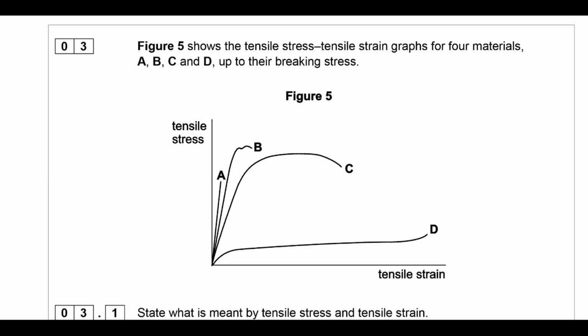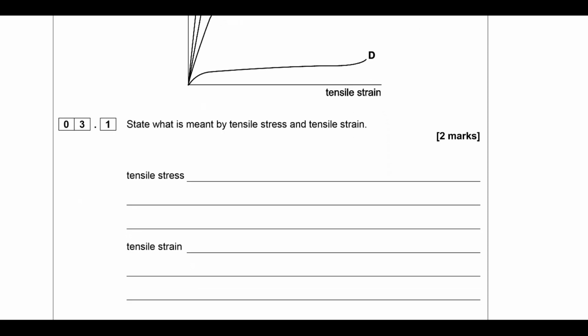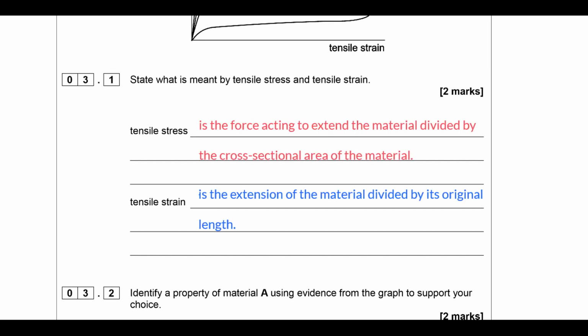Figure 5 shows the tensile strain graph for 4 materials, A, B, C, and D, up to their breaking stress. Okay. So question, what is meant by tensile stress and tensile strain? So tensile stress is the force acting to extend a material divided by its cross-sectional area. And then tensile strain is the extension divided by the original length of the material. So let's get this down. Okay, so those are your definitions.